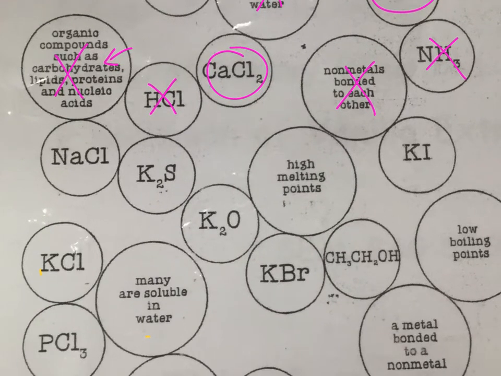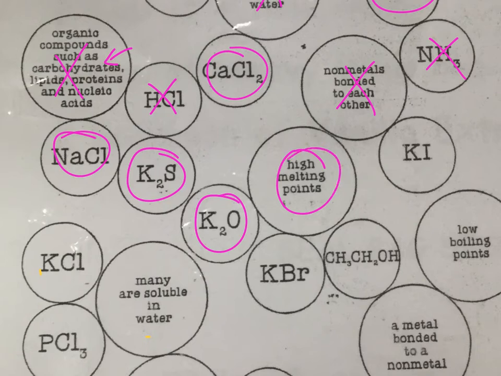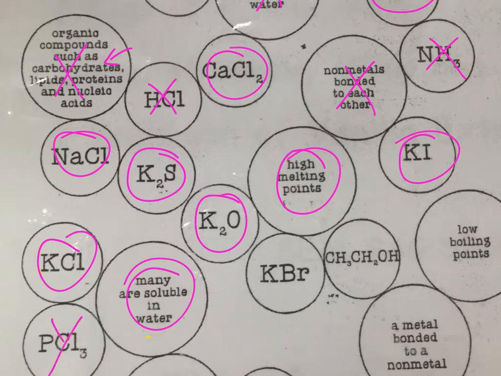Okay. Sodium chloride. Potassium sulfide. Potassium oxide. High melting point. Potassium iodide. Potassium chloride. That's a lot, huh? Soluble in water. Good. Potassium trichloride. What? This one's covalent.